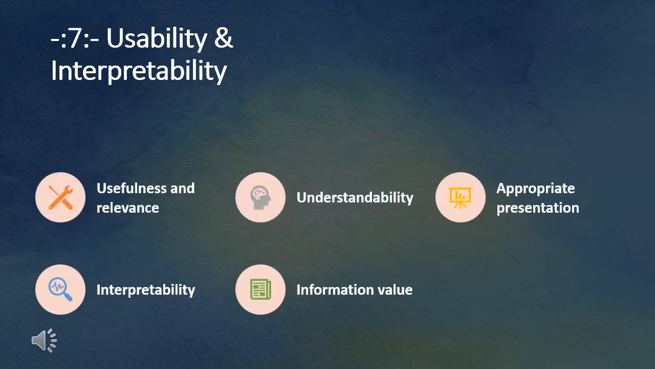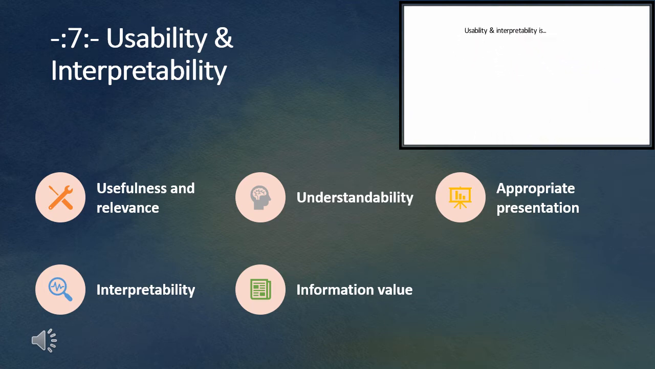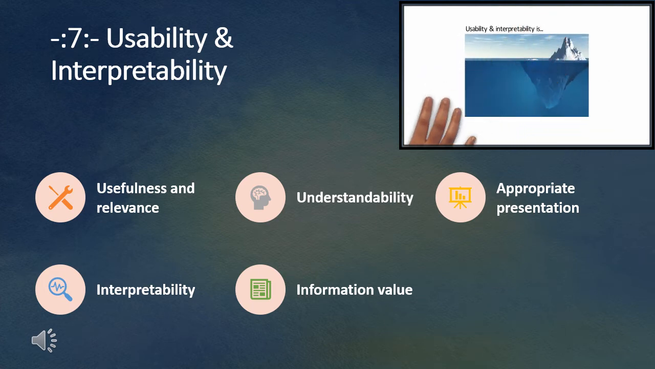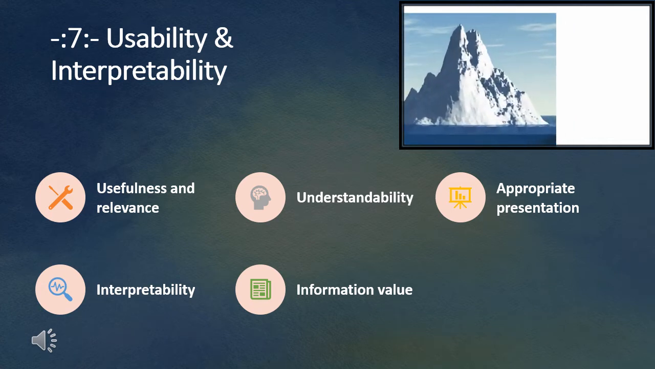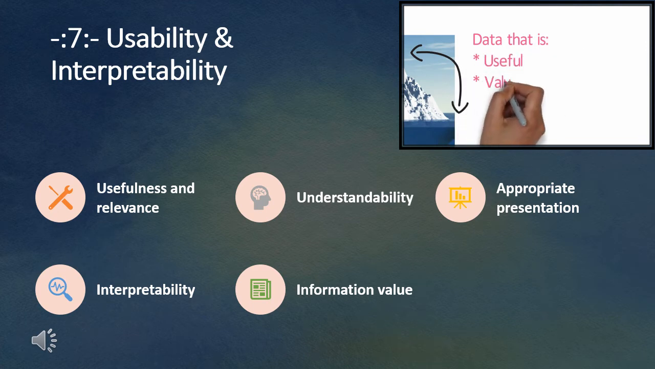The seventh dimension is usability and interpretability. These can be measured by the following five characteristics. The first is usefulness and relevance. This characteristic measures the degree to which data is useful to the business for the purpose it was collected for. For example, if the customer email address is not mandatory, then it may not be useful for sending promotional material if there are gaps or blanks or nulls in the email addresses.